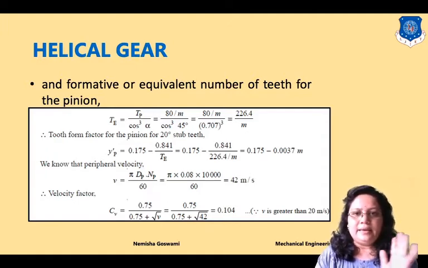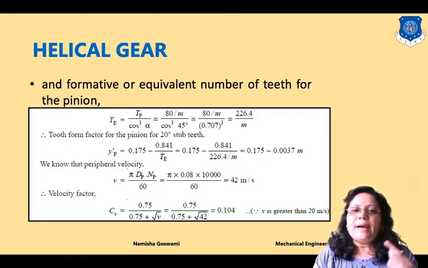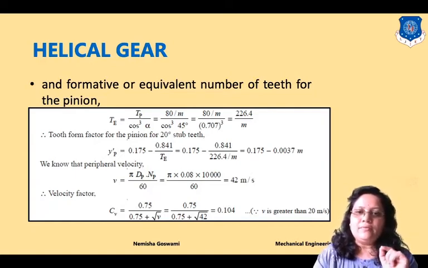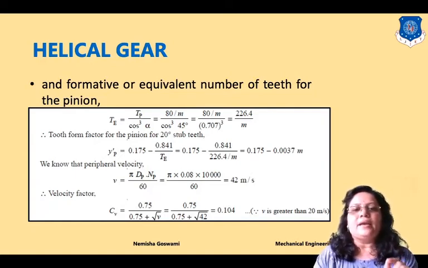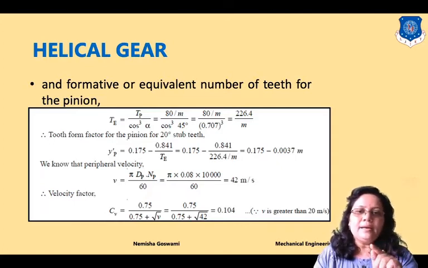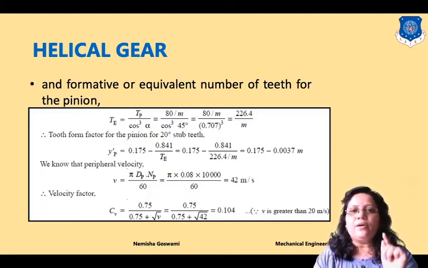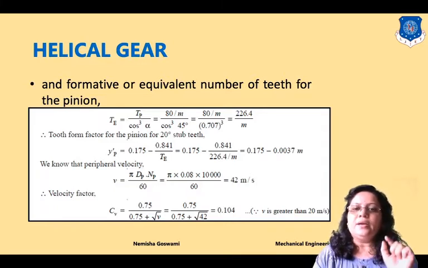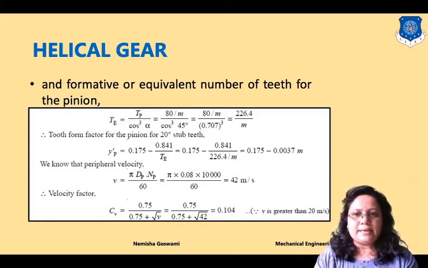Now, what is the peripheral velocity, or simple velocity, or you can say that rubbing velocity? It is denoted by V, and this is equal to pi d n by 60. Now, I have put it here dP and NP because we are taking all values for your pinion. So that's why we will put the value for the pinion here. So linear velocity is equal to pi into dP into NP divided by 60. Okay, after putting this value, we will get 42 meter per second. So rubbing velocity is equal to 42 meter per second.